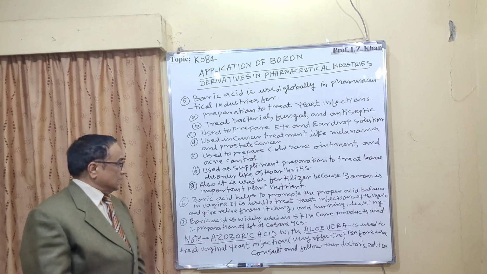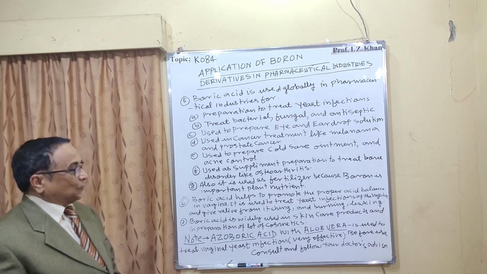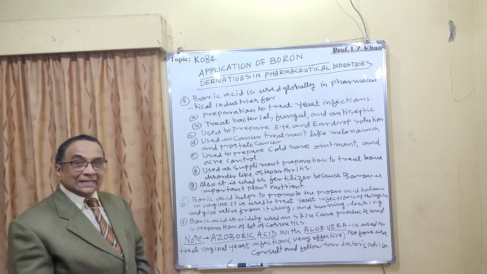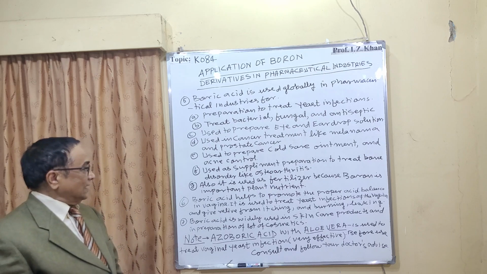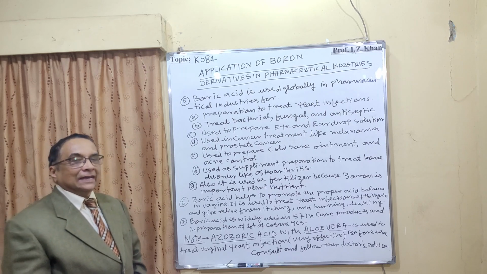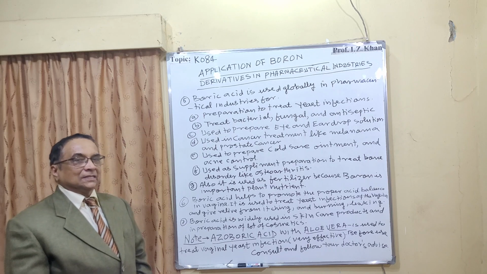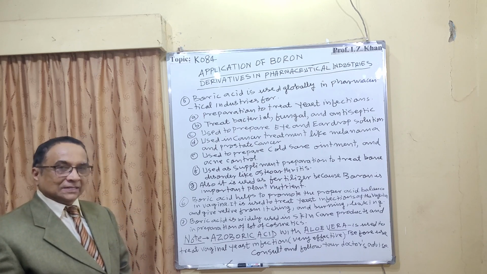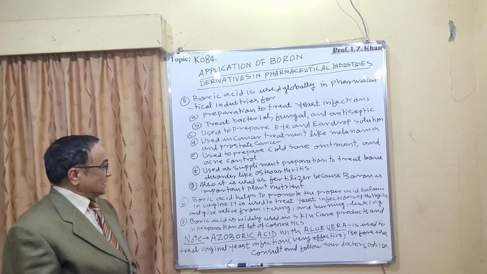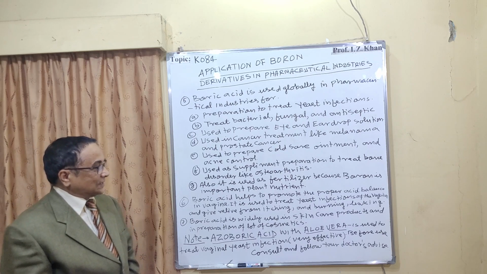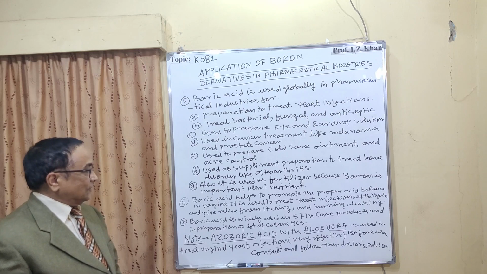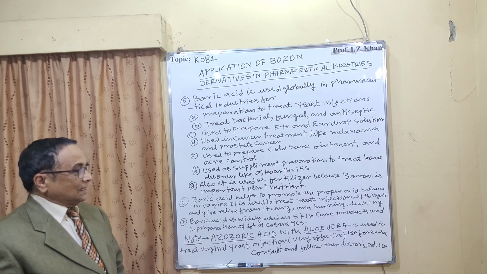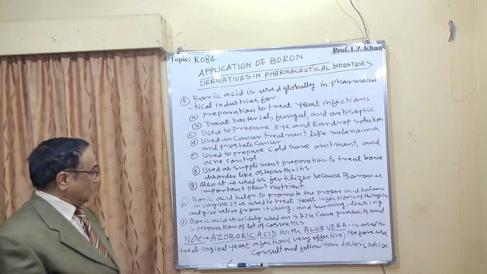And number 6, boric acid helps to promote the proper acid balance in the vagina, and if there is proper acid balance, or pH, of the vagina, then the growth of yeast infection is thoroughly checked. It is used to treat yeast infections of the vagina and gives relief from itching, burning, and leaking of the vagina.